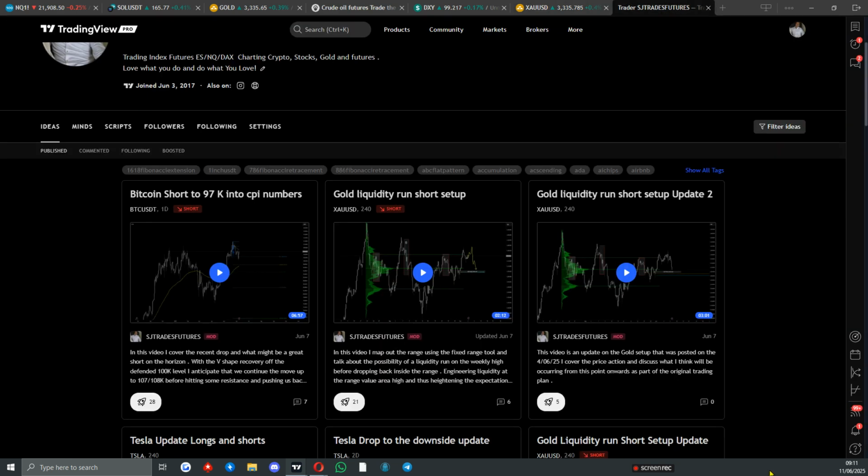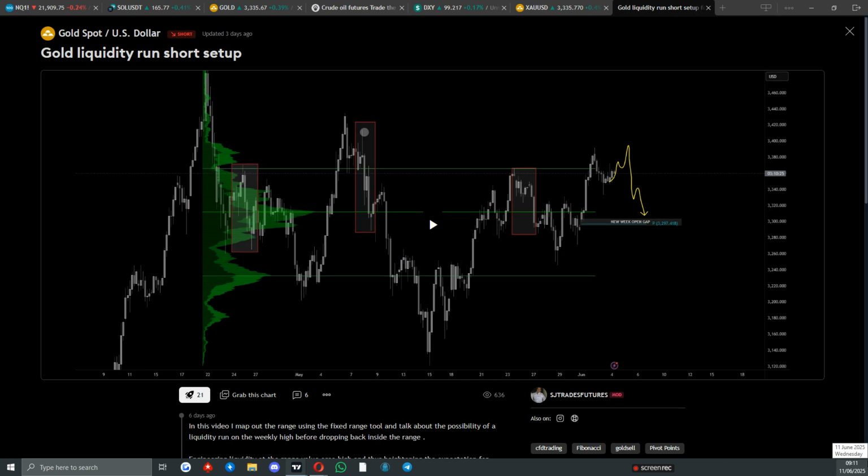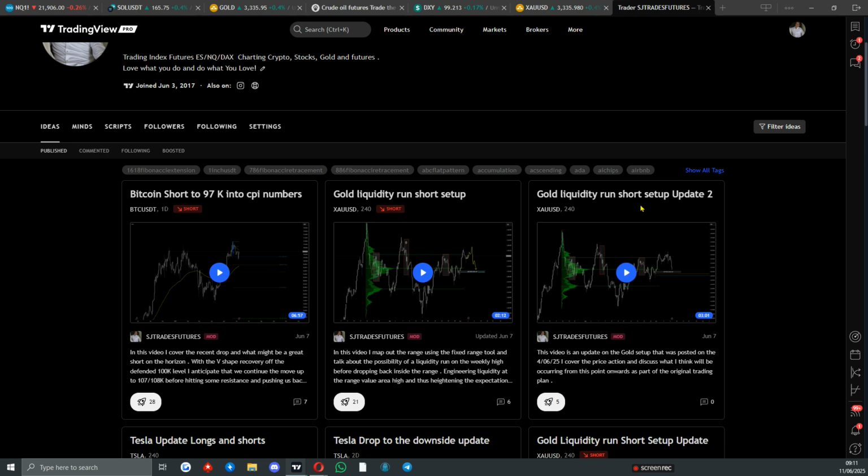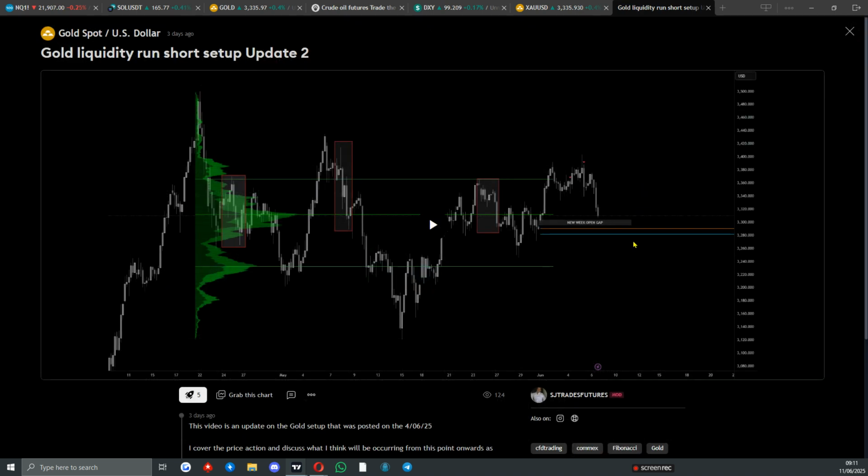I'm just going to quickly recap the previous setup we had on gold last week, where we anticipated the Monday high to be taken out, and then to get this move down into $3,300, down to the new week opening gap, down to those pivots. And essentially, that's exactly how it played out. So this played out really, really nicely.